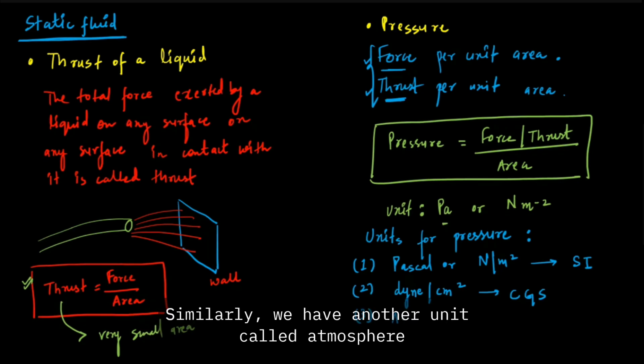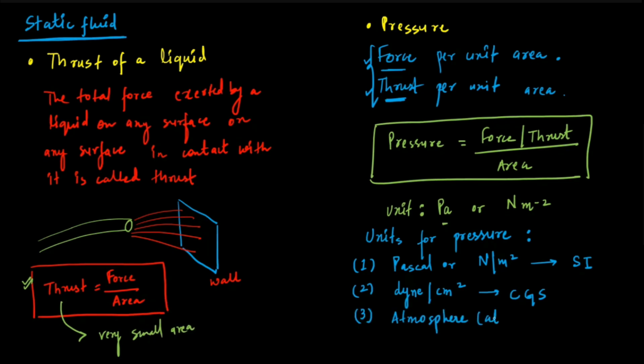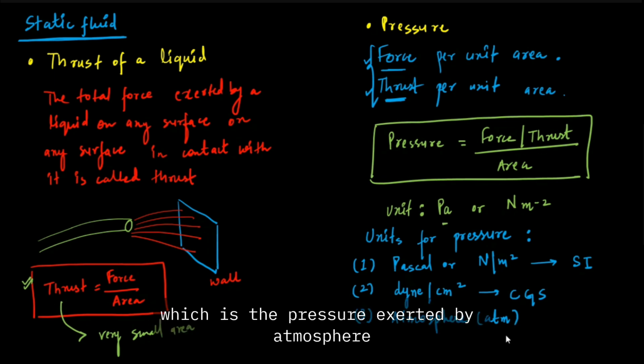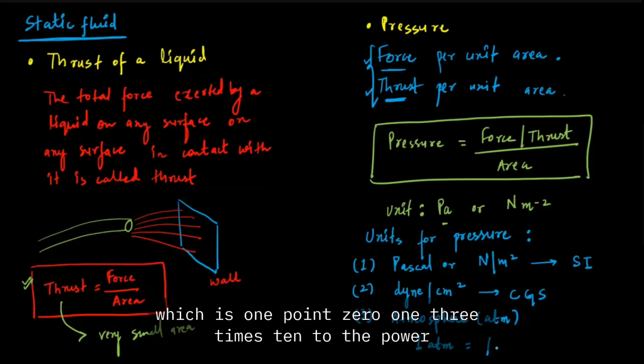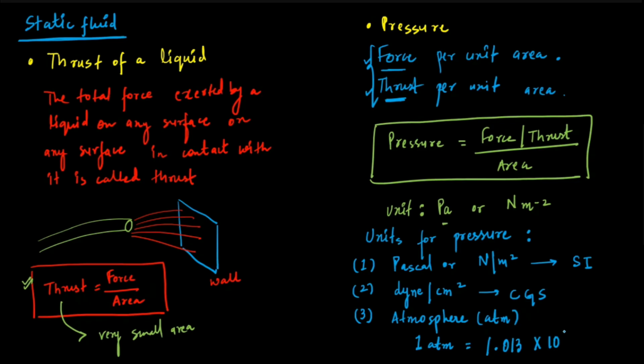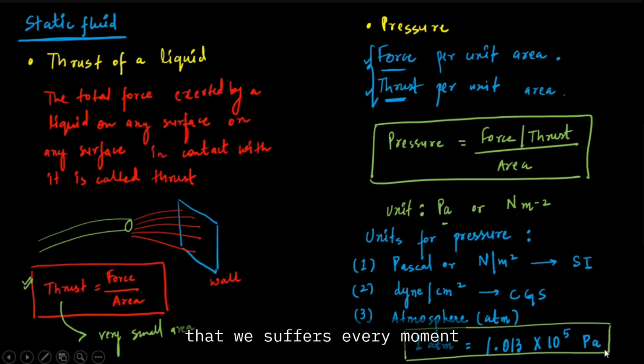Similarly, we have another unit called atmosphere, also represented by ATM. Atmosphere is the pressure exerted by the atmosphere on us. So one ATM has a very specific value, which is 1.013 times 10 to the power 5 pascals. Are you getting it? This is the value of pressure that we suffer every moment.